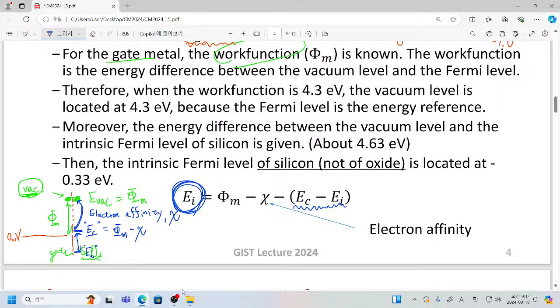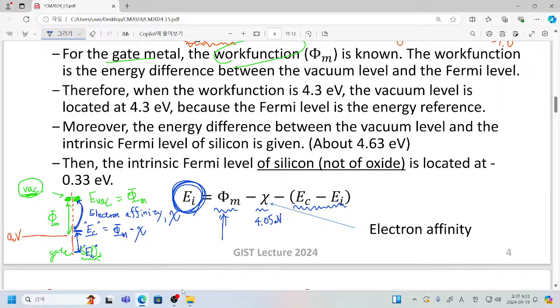Then the natural question is, work function. Do we know the work function? Yes. When you have a certain gate metal, then usually you know this number. And how about the electron affinity? Yes, if you have a silicon material, you know the value of silicon's electron affinity. It's about 4.05 electron volt.